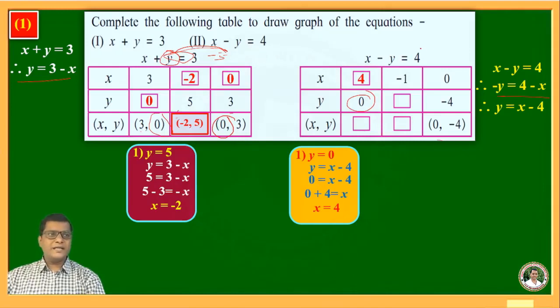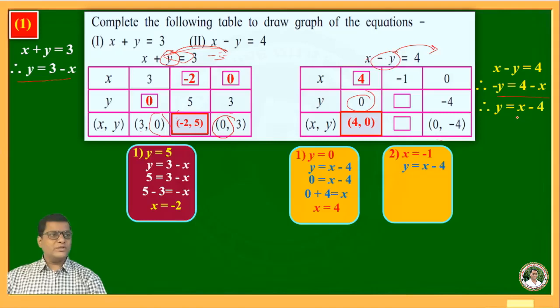Or you can directly write the value of y here 0. Then x minus 0 is x. Therefore the coordinates of the points are 4, 0. Here value of x is minus 1 given. Substitute this value in this equation. Therefore y is equal to minus 1 minus 4. Minus 1 minus 4 is minus 5. Write this value here. Then the coordinates of the points are minus 1, minus 5. In this way you can complete the activity.